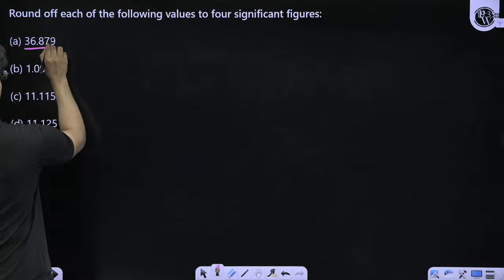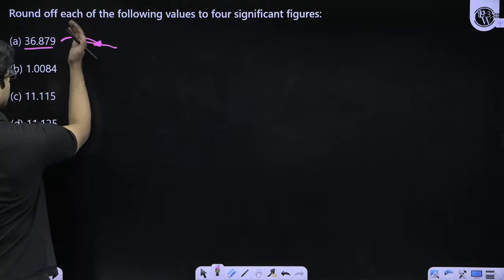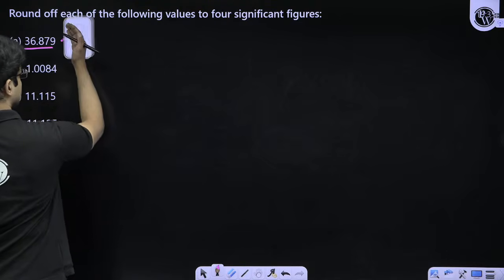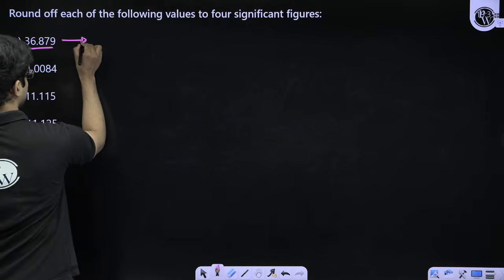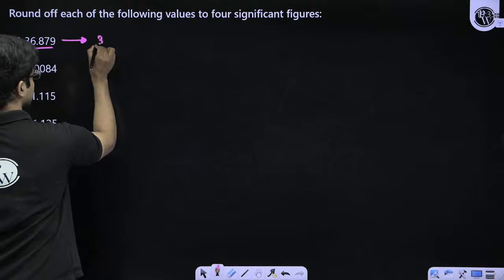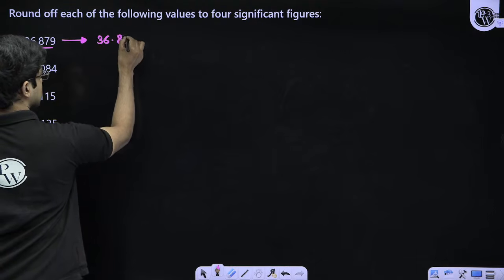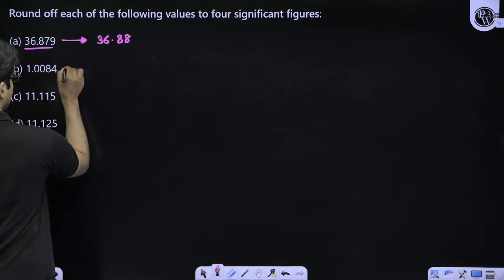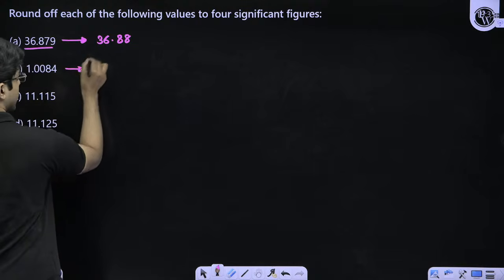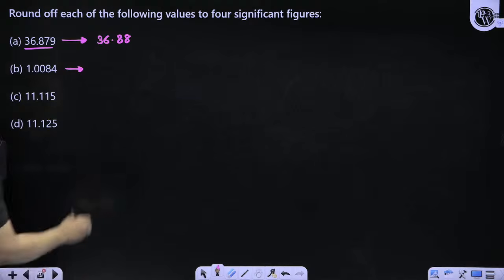So what is the last digit? Over here, the last digit is 9. So we increase this 7 by 1. So this will be 36.88. What about this? Now we have 4 significant figures. Over here the last digit is 4, so we keep 8 untouched.